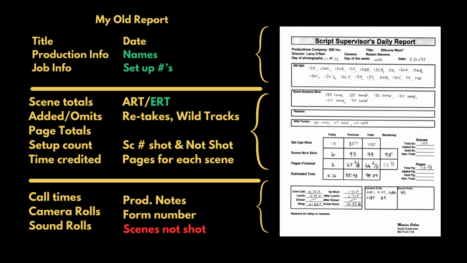Now, this was my old form. This one I used for many years when I first started script supervising. And as you can see, for me, it's very clear. You have your production information in the first section, and then you have your setups and it goes down the line. As I went on, I realized there was some information that I don't have to write down, like every single setup number. All I really need to write down is the count of how many setups I have.